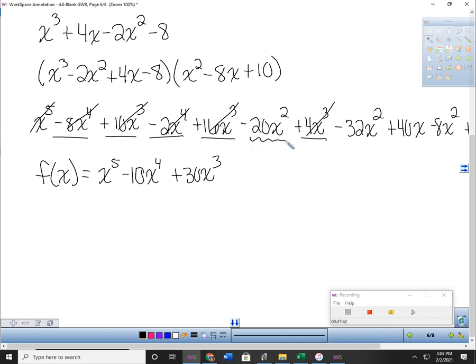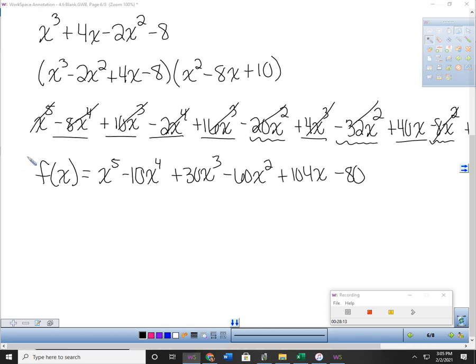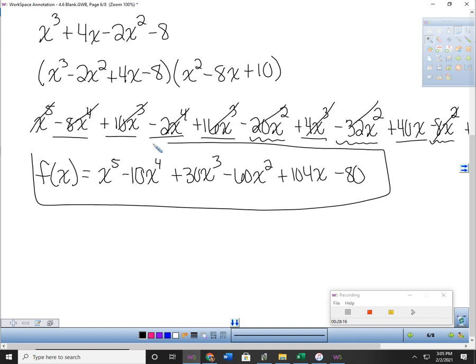Then we have negative 20x squared and negative 32x squared, which gives me negative 52x squared, minus another 8 would give me negative 60x squared. Then I have positive 40x and positive 64x, which would give me a positive 104x. And then last but not least, the minus 80. And we do have our degree of 5 because we started with 5 zeros.